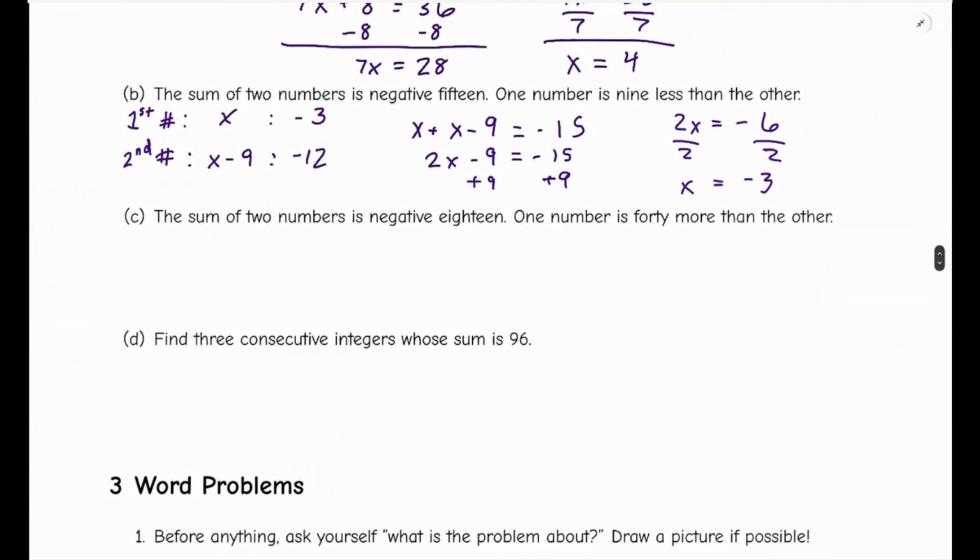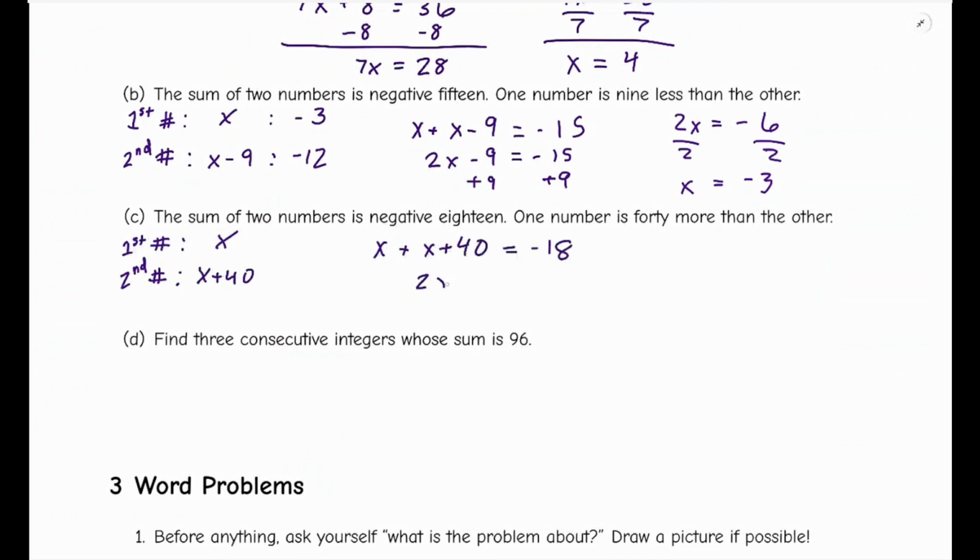Part C. The sum of two numbers is negative 18. One number is 40 more than the other. So again, I'm dealing with two numbers. So I'm going to say the first number and the second number. Again, assuming I know nothing about the first number, but I know the other number is 40 more than that. So that would be x plus 40. Then the sum of these two numbers is negative 18. So we get x plus x plus 40 is equal to negative 18.